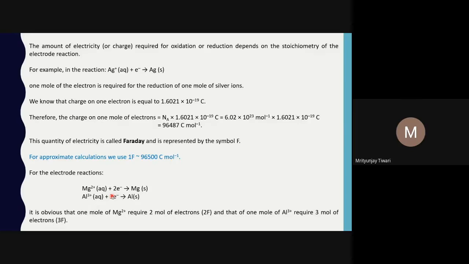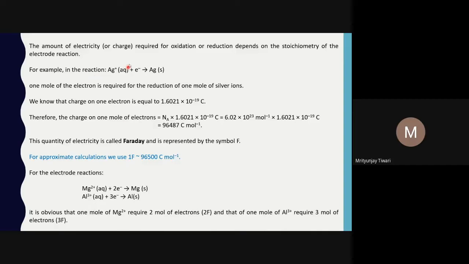And in the case of volume, similar to equivalent weight, we also define equivalent volume. If 1 mole of oxygen at STP has a volume of 22.4 liters, then 1 equivalent will be equal to 22.4 divided by 4, the valency factor, because 1 mole contains 4 equivalents. So 22.4 divided by 4 will be 5.6 liters only.